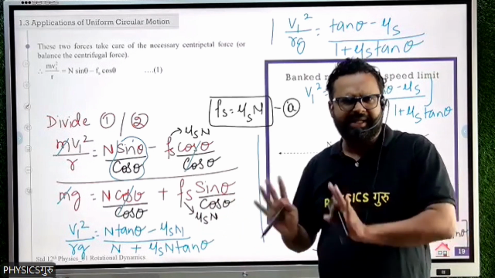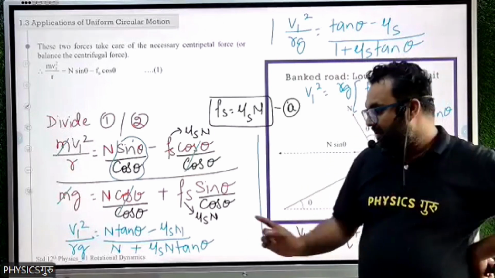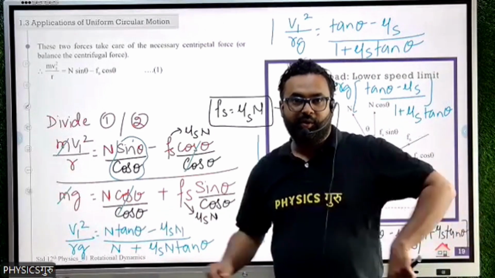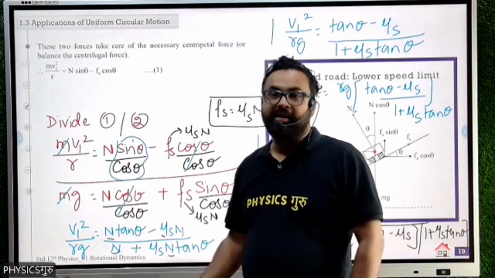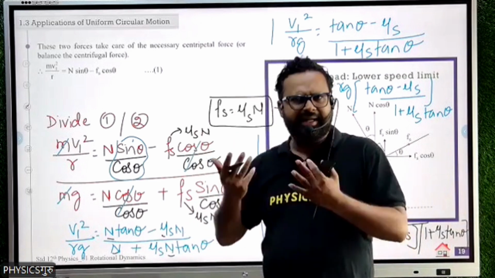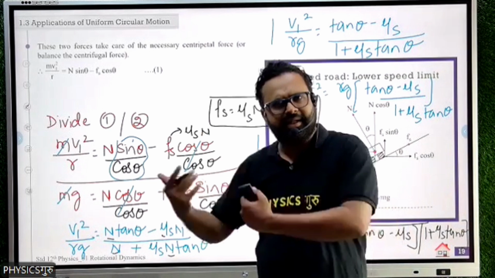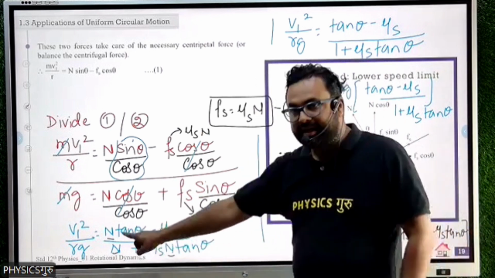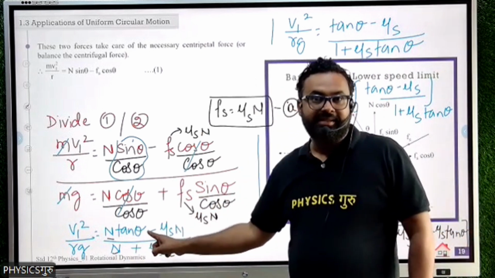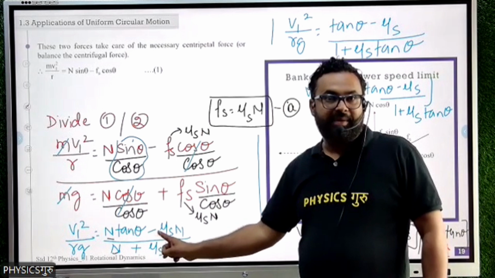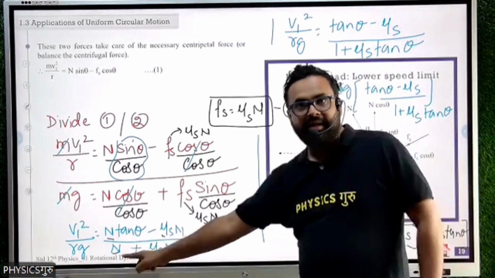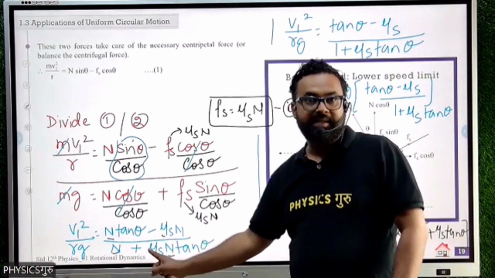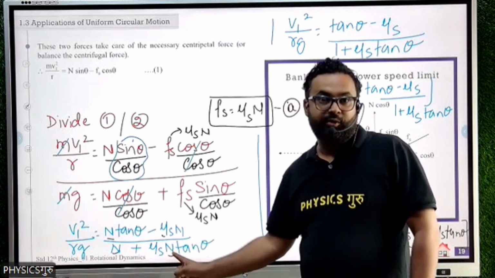ठीक है, यहाँ तक बिल्कुल सही है. अब मैं क्या करूंगा, नेक्स्ट स्टेप में आई विल टेक n एज कॉमन. देखो, n यहाँ पर भी है, n यहाँ भी है, तो ये कट जाता है. कॉमन लेकर कैंसिल बोलते हैं इसको, कैंसिलेशन. तो यहाँ से n कट गया तो यहाँ पर tan थीटा बचेगा. यहाँ पर n नहीं है तो माइनस म्यू एस बचेगा. और नीचे 1 प्लस म्यू एस tan थीटा बचेगा.